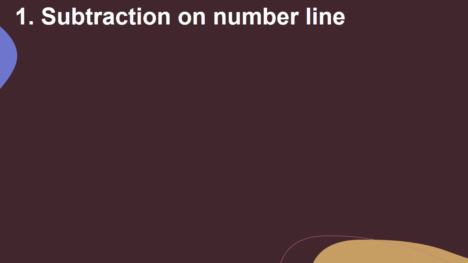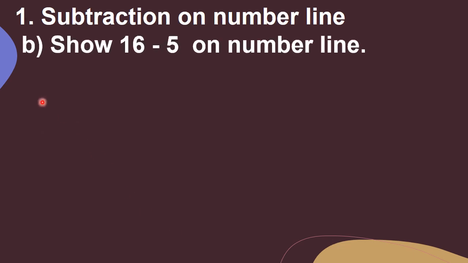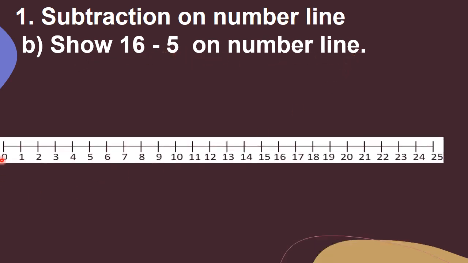Understood beta? B part. Here in B part, show 16 minus 5 on number line. So here again we have a number line with numbers from 0 to 25. First of all, the first number is 16. So we have to move from 0 to 16. Our first step is from 0 to 16 like this. Now we have to subtract 5 from it, so we have to do backward counting.